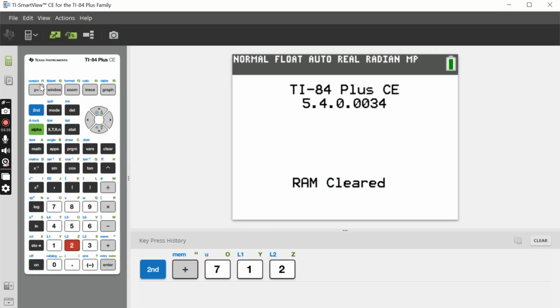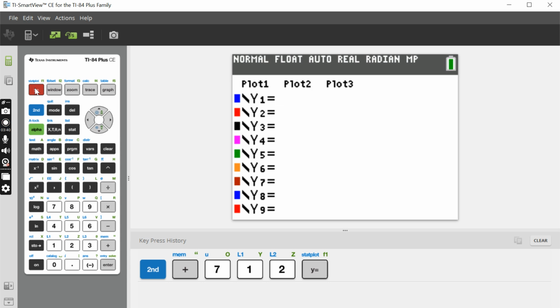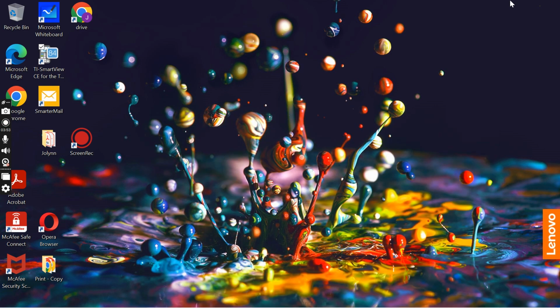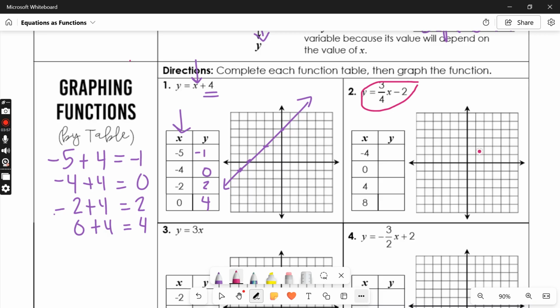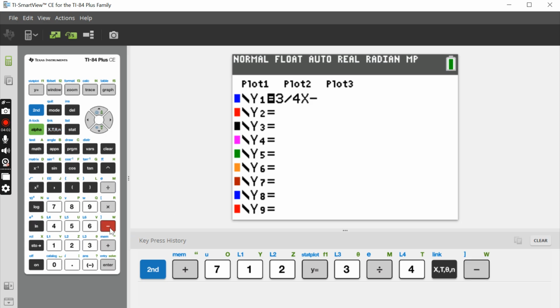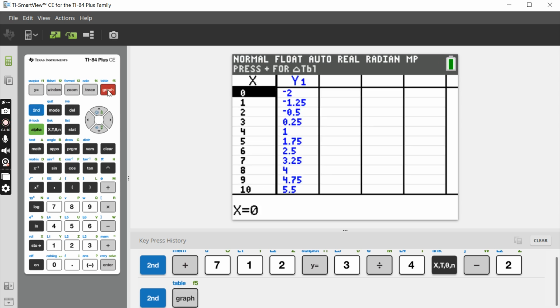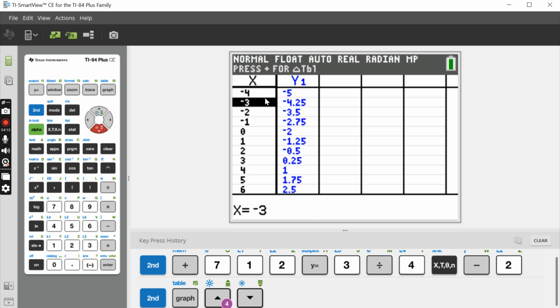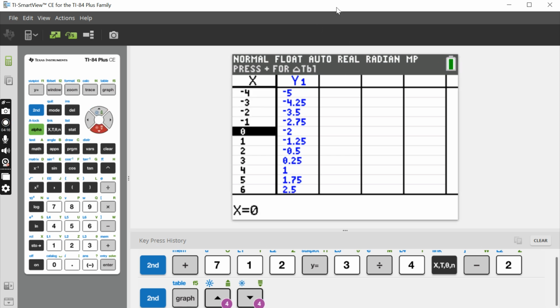So I'm going to go to this gray button on the top left that says y equals, and I'm going to type in what it said. It said 3/4, so 3 divided by 4, x, was it plus 2? Oh, minus 2. 3/4 x, and then minus 2. Okay, and then what I'm going to do is go to second table, or where it says graph. And then I can scroll up and down, and I can write down the values that I need.